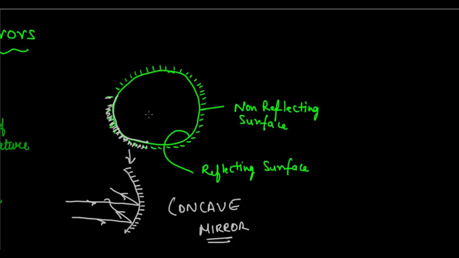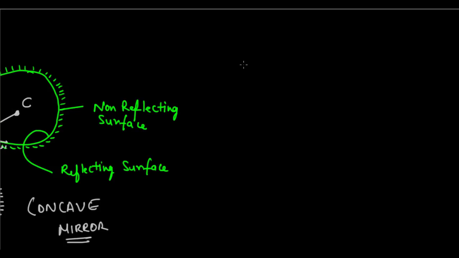Now, if you take out the center of curvature of this mirror, you can draw this mirror with a proper center of curvature and a proper radius of curvature also. So suppose I have a concave mirror.